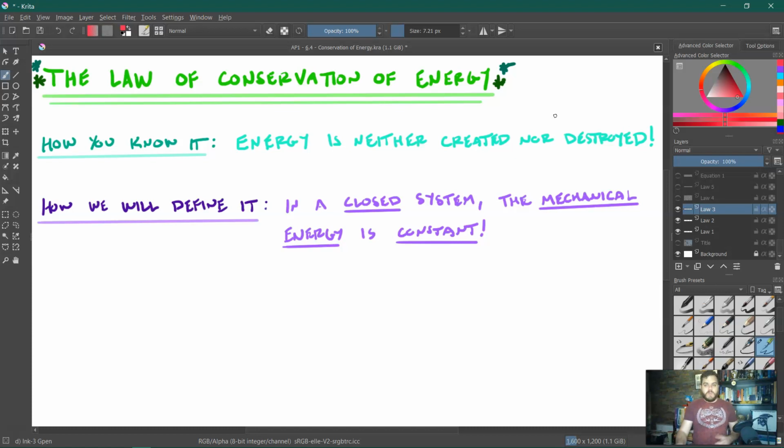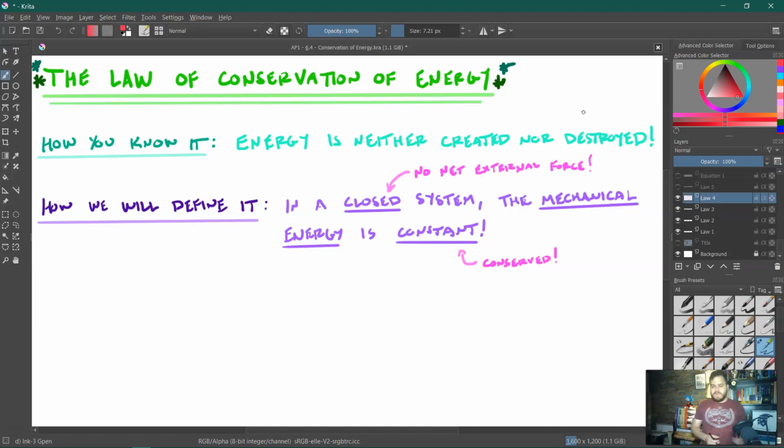Okay, now a couple key words here. First off, we know what closed means now. We've looked at this a few times before, and remember this means no net external force on the system. If we say the mechanical energy is constant, we're ultimately saying it's conserved. It's a conserved quantity. It's not going to disappear.